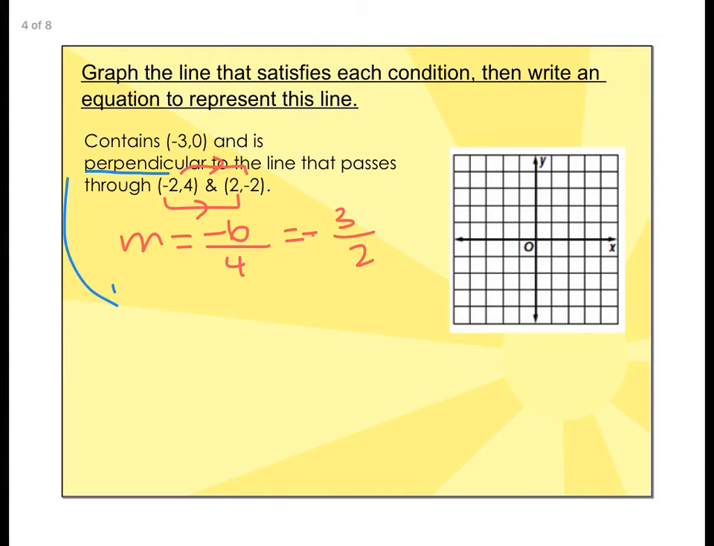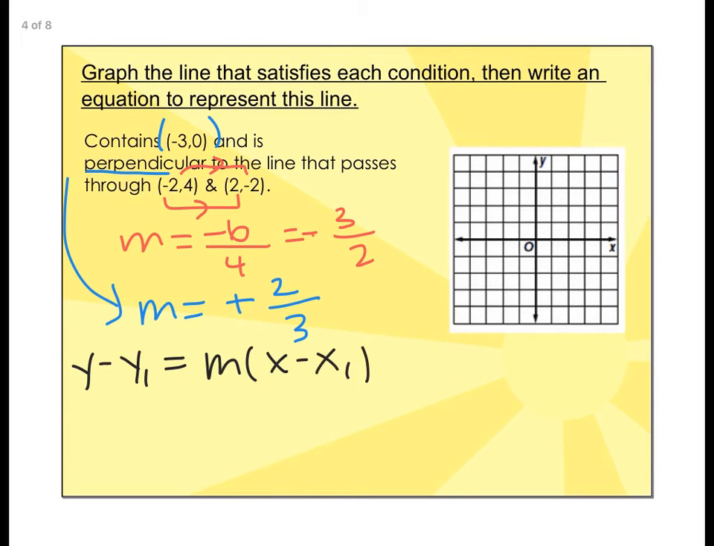but I know that I want to be perpendicular, like it says here. So that means my new slope of my line that's perpendicular needs to be opposite in sign, so it'll be positive, and the reciprocal, so I'm going to flip that. So it's going to be positive 2/3. And now I want it to go through this point, negative 3, 0. So I have a point and I have a slope. I'm going to put it in point slope form to start. y minus y1 equals m times x minus x1.